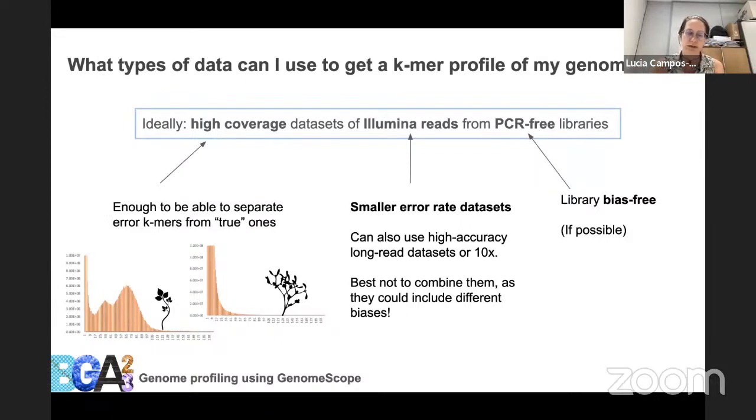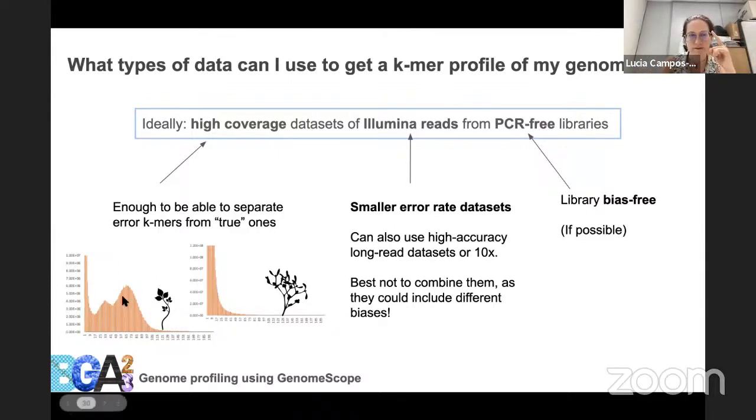Ideally, what you want as your data sets for genome modeling will be high coverage data sets. So you will need your coverage to be enough to be able to separate those error k-mers that we talked about, which are towards the lower coverage, from your actual true k-mers that are in your genome. The model will need to be able to separate those k-mers very well.